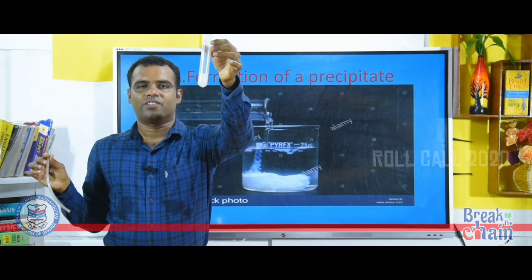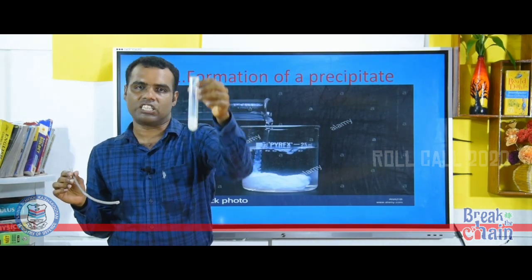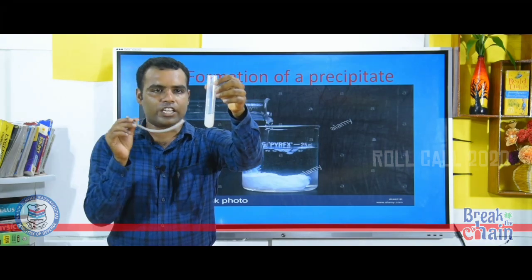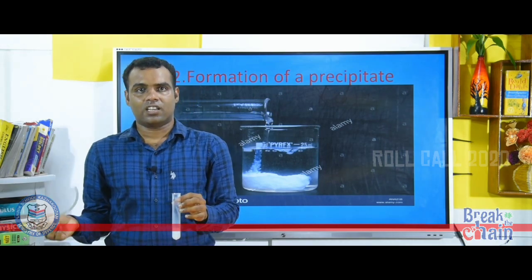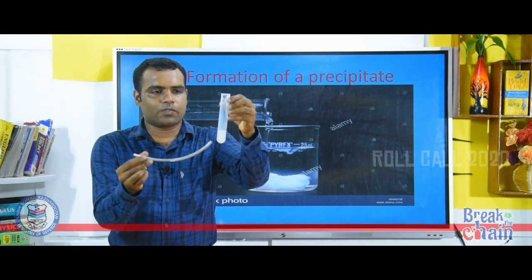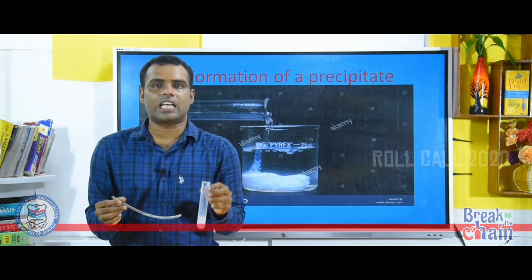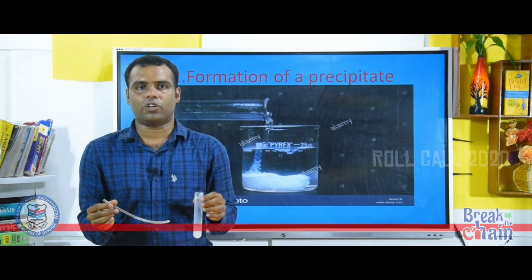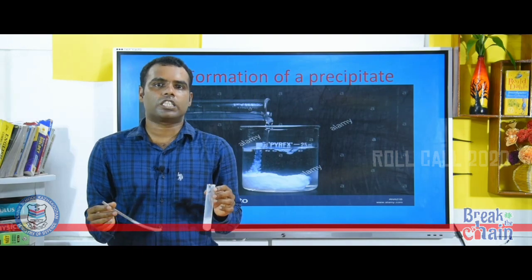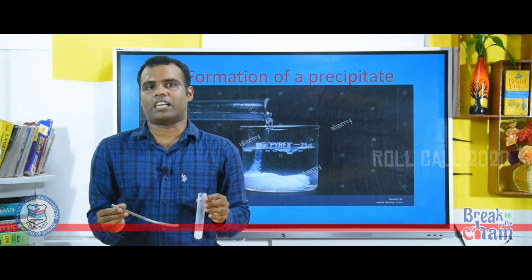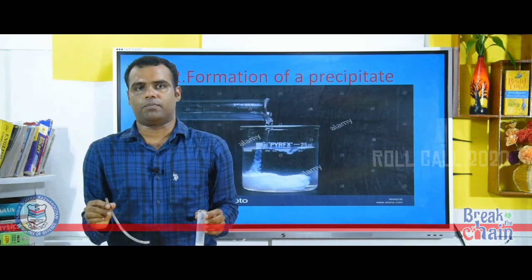See, the formation of white precipitate. Milkiness is there. It is due to the formation of an insoluble substance called calcium carbonate. What was the reaction there? Carbon dioxide reacts with lime water to form calcium carbonate. This is another example for the formation of precipitate. So what is the meaning of a precipitate? An insoluble substance formed during a chemical reaction is called a precipitate, which settles down after some time.